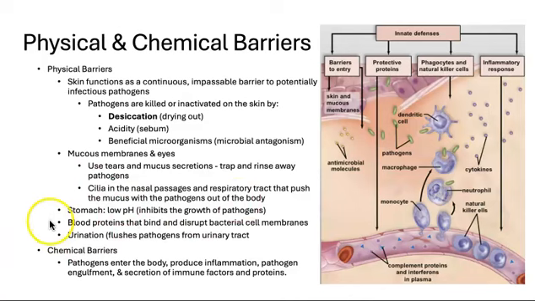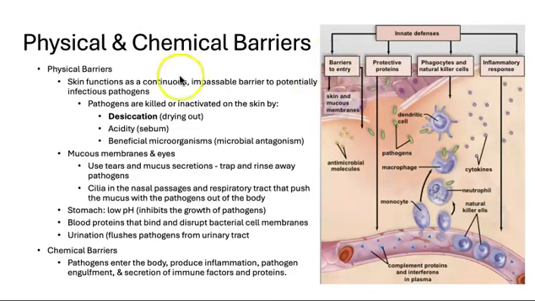Then we have our blood proteins that can bind and disrupt bacterial cell membranes, and urination to help us flush those pathogens away from the urinary tract. Now here you could see some of our innate defenses, and now we're going to start talking about some of the chemical barriers that can take place.